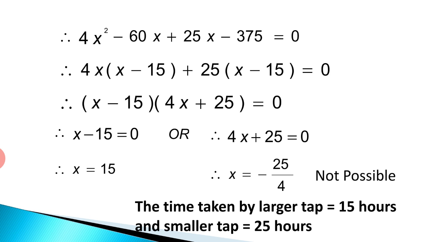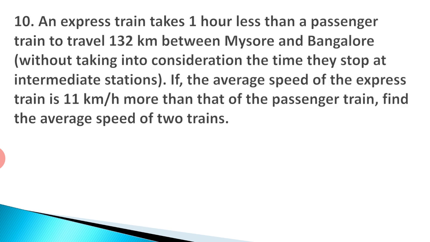Listen to the explanation again and again and understand it well before going to the next question. So the next question is: an express train takes 1 hour less than a passenger train to travel 132 km between Mysore and Bangalore. Now they are not considering the time they stop at intermediate stations. If the average speed of the express train is 11 km per hour more than that of the passenger train, find the average speed of the two trains.